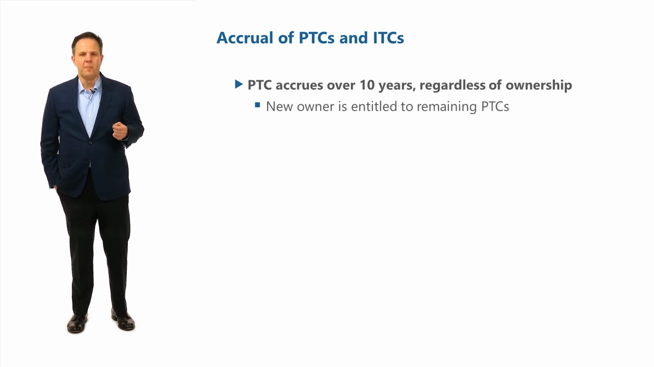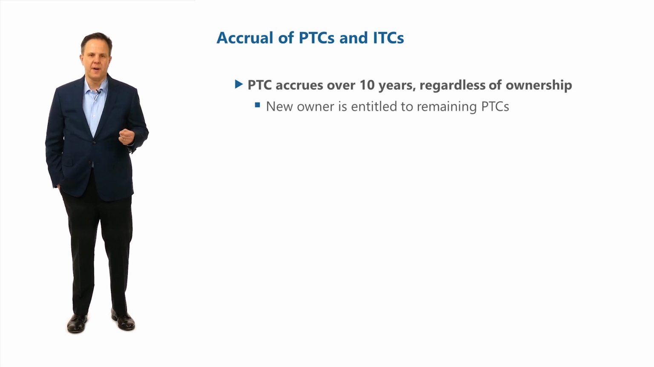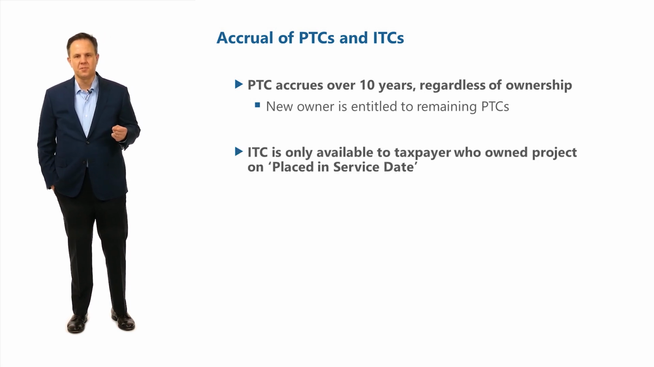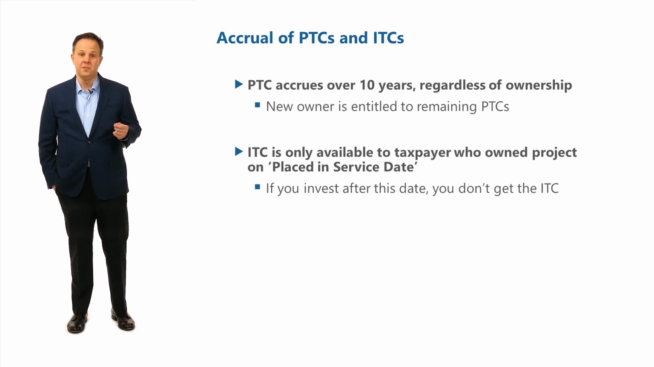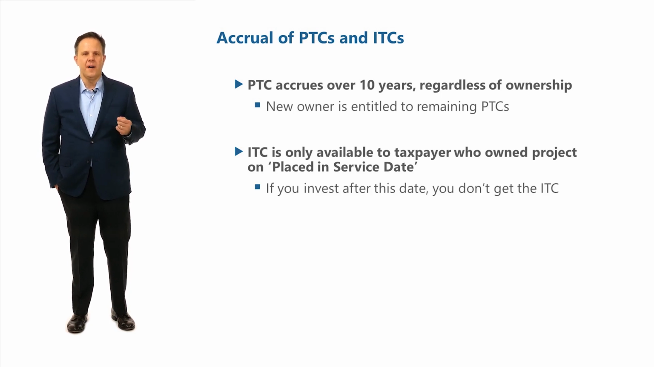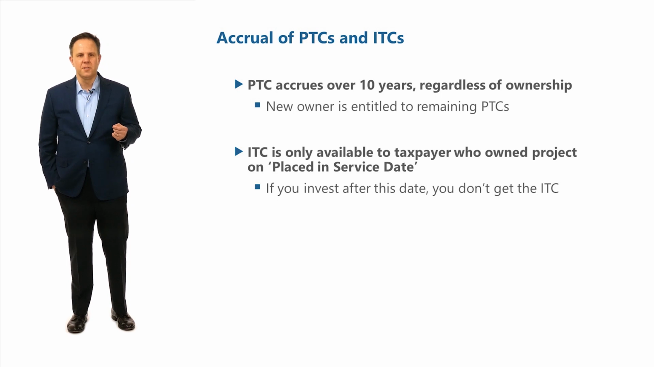The ITC is available only to the taxpayer that owned the project on the date the project is placed in service, which the IRS views as a specific date. So if you invest a day too late, there is technically no ITC for you. But what if an ITC project is owned by a partnership? The ITC is allocated to partners based on their allocation percentage in effect when the project is placed in service.